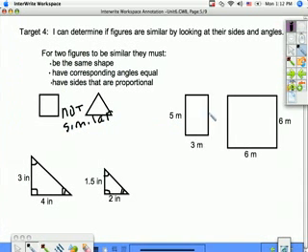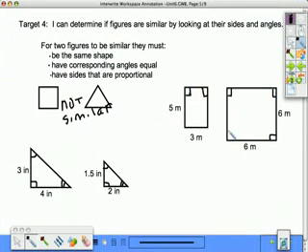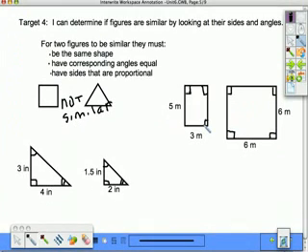When I look at the second one, these two are both rectangles, so they are the same shape. Their corresponding angles are equal. We know in rectangles all angles are 90 degrees, so we know that the corresponding angles are equal. Now all I have to do is check to see if their sides are proportional.